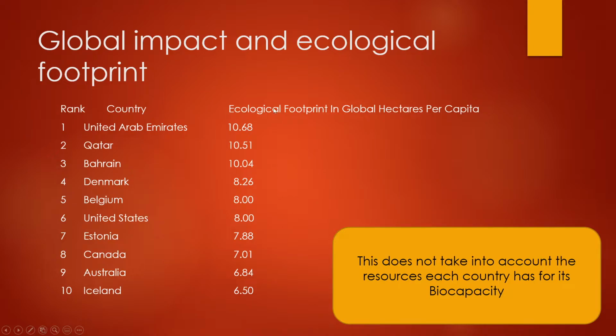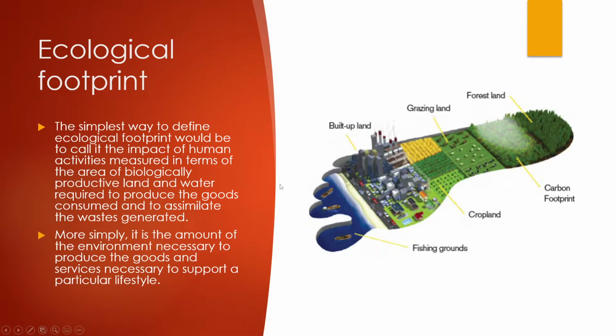These numbers here, the ecological footprint, do not take into account that biocapacity that I just mentioned. So the simplest way to define an ecological footprint would be to call it the impact of human activities measured in terms of the area of biologically productive land and water required to produce the goods consumed and to assimilate the wastes generated. More simply, it is the amount of the environment necessary to produce the goods and services necessary to support a particular lifestyle.